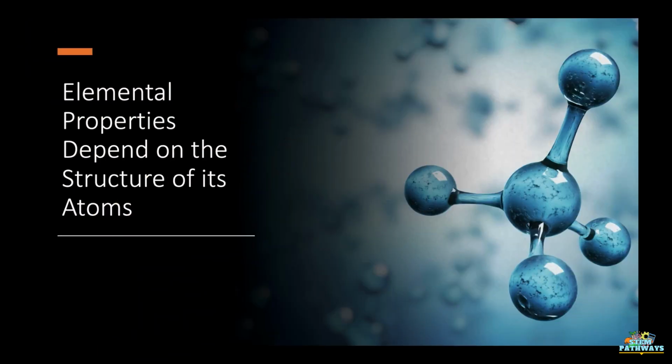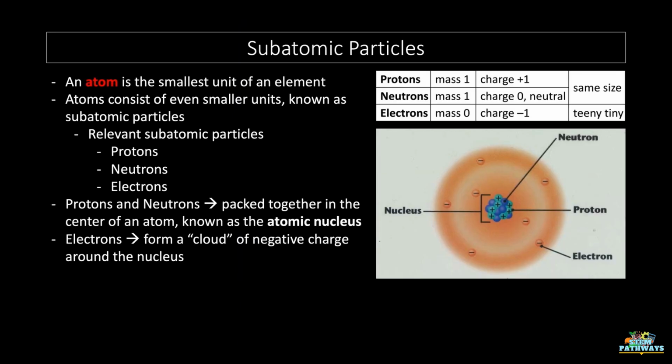In this video, we are going to discuss how an element's properties depend on the structure of its atoms. If we recall from general chemistry, an atom is the smallest unit of ordinary matter that forms a chemical element. Before we begin, it is important to point out that we symbolize atoms with the same abbreviation used for the element that is made up of those atoms.